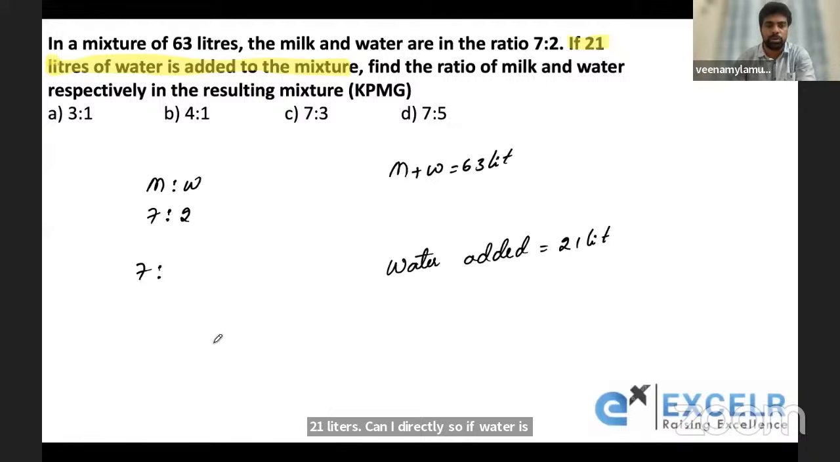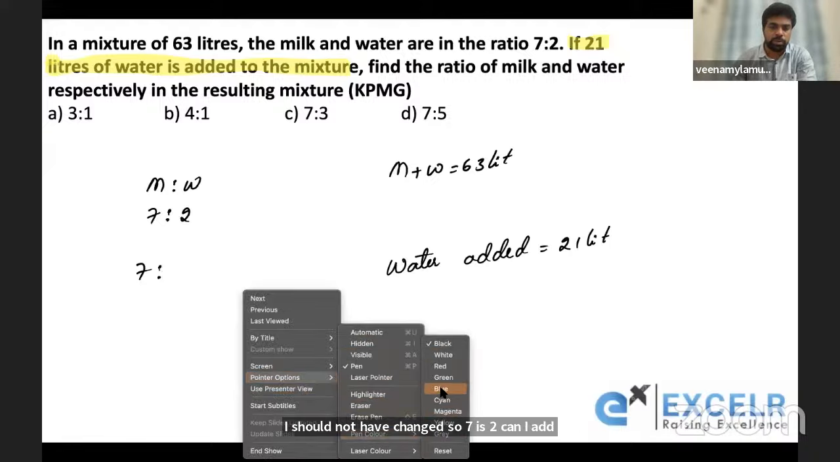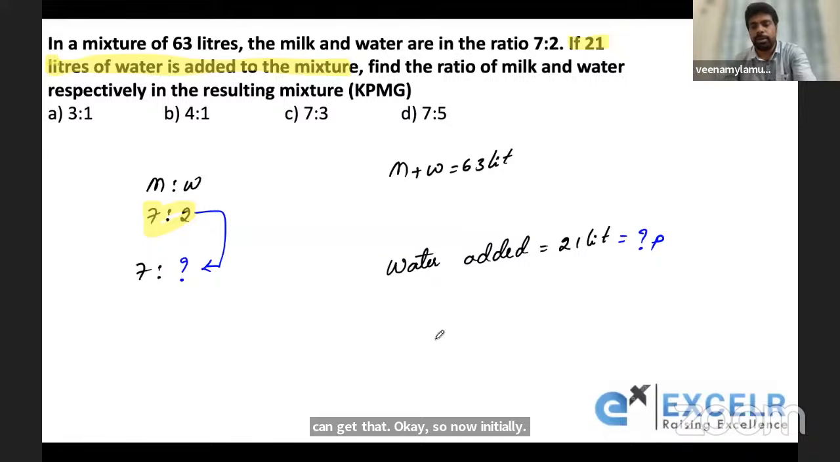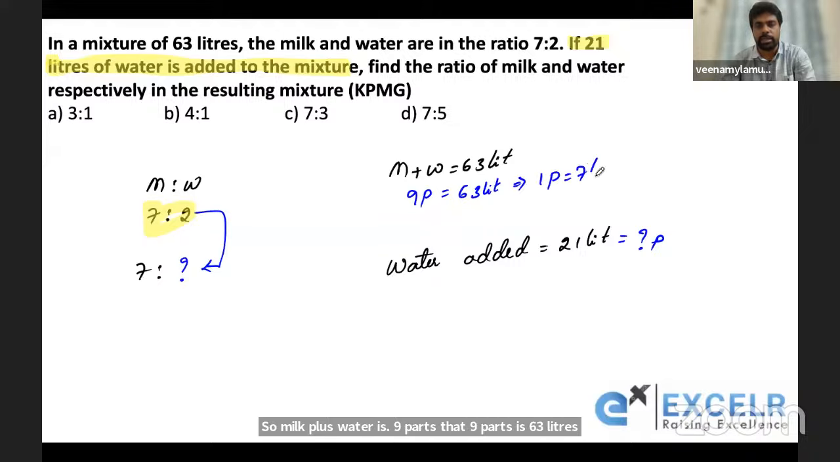So 7:2. Can I add 21 directly to 2? Can I add? No, no. So how much will come? We should check how many parts this is, then we can get that. Okay. So now initially milk plus water is how many parts? So milk plus water is 9 parts. That 9 parts is 63 liters. From this, can I say that 1 part is equal to 7 liters?